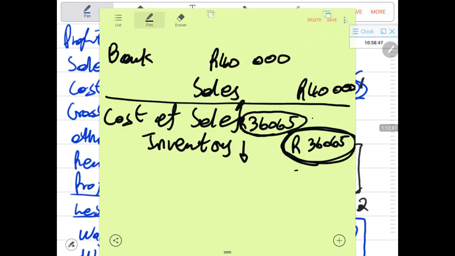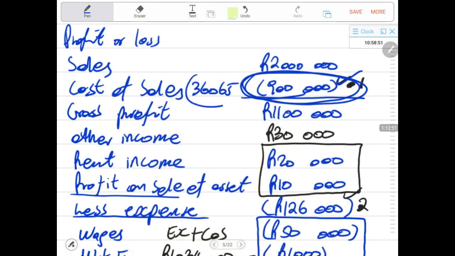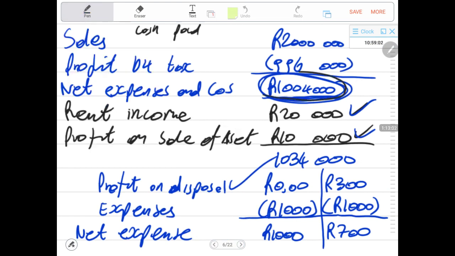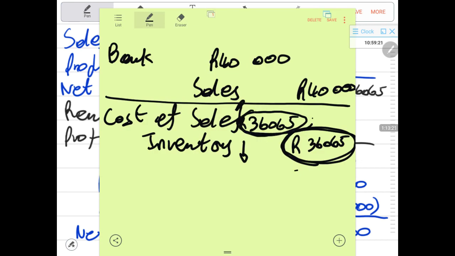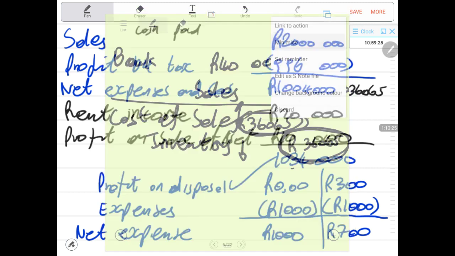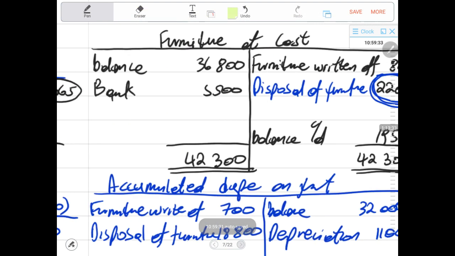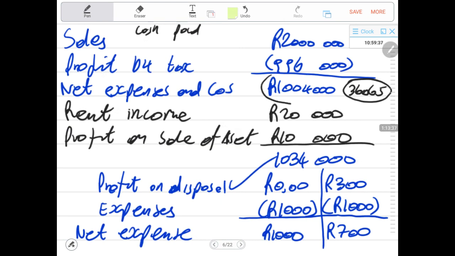Now that means in the income statement, we have the amount of 36,065. That means if this is our cost of sales, then the amount of 1,004,000, go with me here, includes the cost of sales. Are you clear with that? It includes the cost of sales of how much? The cost of sales of 36,065. When the inventory was sold, cost of sales was debited. That means in the income statement, we have more cost of sales whenever we sell inventory. That means the 36,065 is included again there. Again, in the calculation, in this 1,004,000, we have the 36,065 included there.